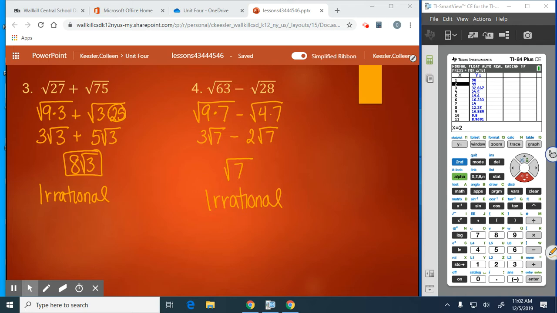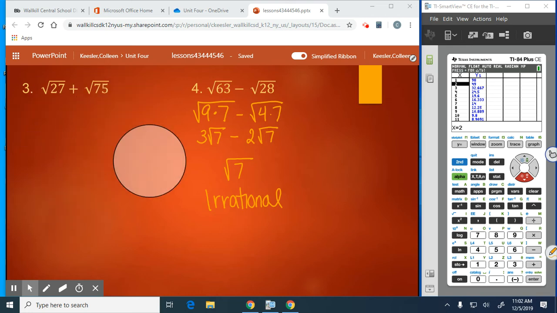And if I were to put it in my calculator, I would get a non-repeating, non-terminating decimal that would keep on going if I stretched out my computer screen. I wouldn't be able to turn it into a fraction, making it irrational. All right, let's continue.